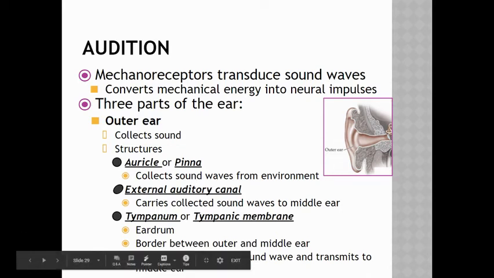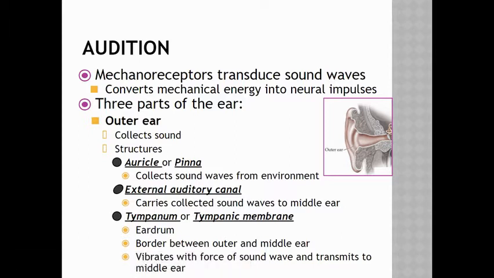So moving on from vision, we have audition. Mechanoreceptors transduce sound waves and convert the mechanical energy of the sound waves into neural impulses, which are then sent to the brain. There are three parts to the ear.